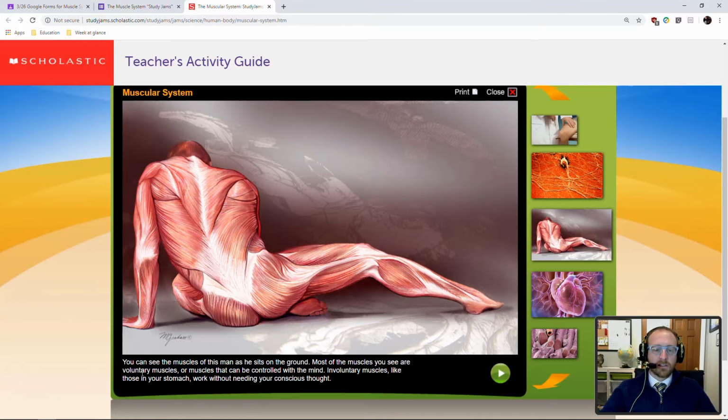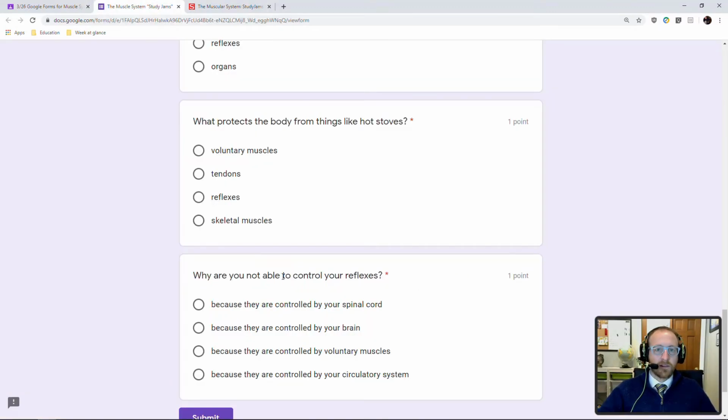Okay, so voluntary muscles, we can do it on purpose. Involuntary muscles, like the one in my stomach here, are doing without me thinking about it. Do I have any questions about that?